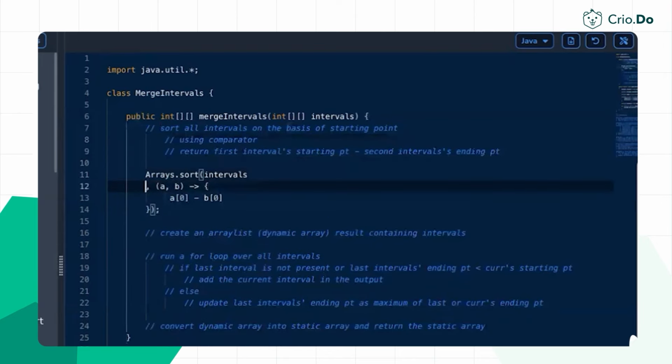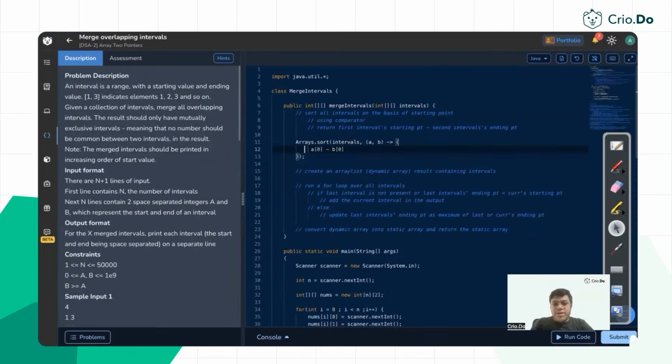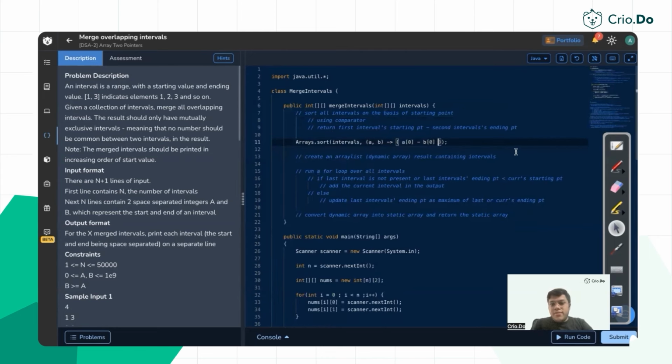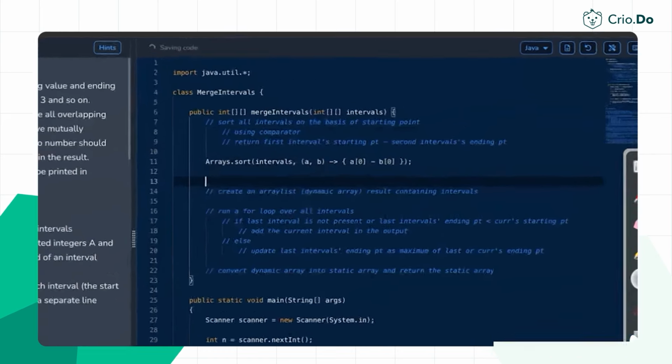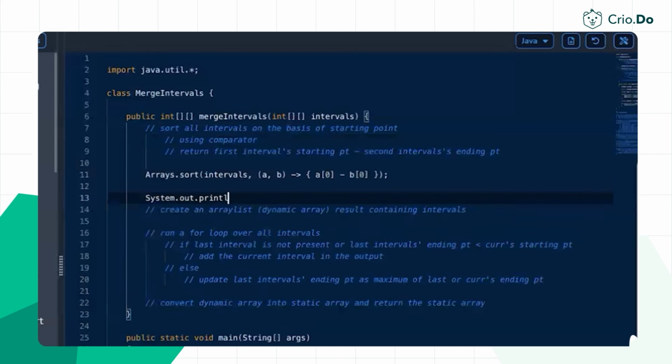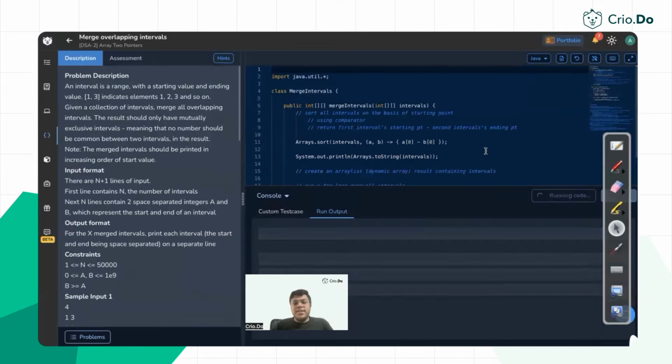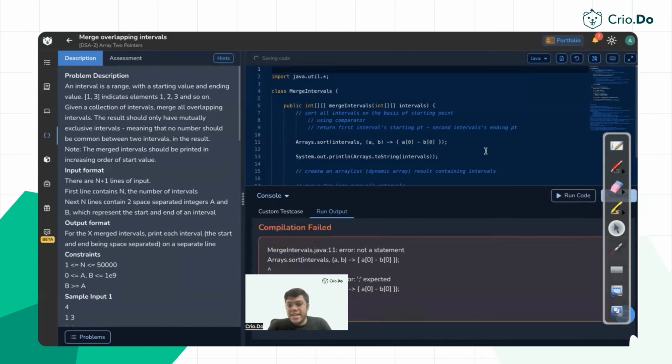Let's write it in one single line, because it is just a one line comparator. Once we are able to write this comparator logic, for confirmation we can print the array. So System.out.println(Arrays.toString(intervals)). Let's print all the intervals. And for now, let's return the same intervals array itself, because otherwise we will get a missing return statement error. So hopefully the syntax is correct.